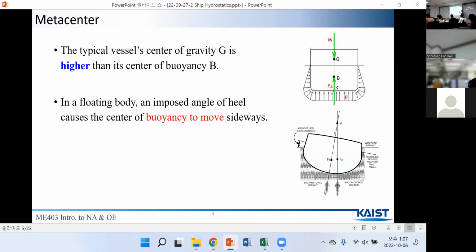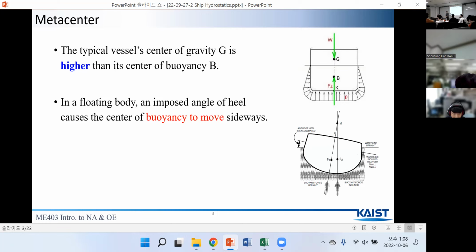So M is also moving because the ship is moving. G is usually not moving. Sometimes it moves a little, because a passenger moves toward the other end to see a nice view, but it is a very small portion, 100 kilograms against 10,000 tons, so it does not affect G. It is negligible movement, but the center of buoyancy moves with the angle of heel. The metacenter is important for stability.